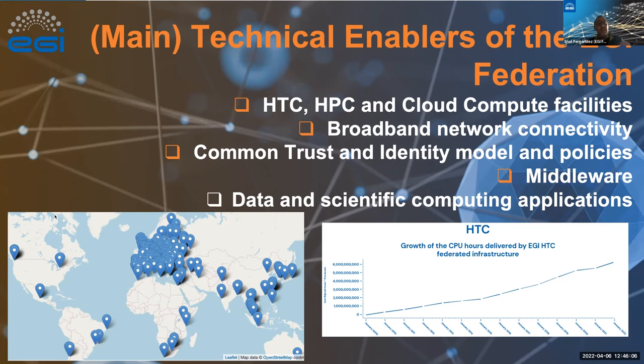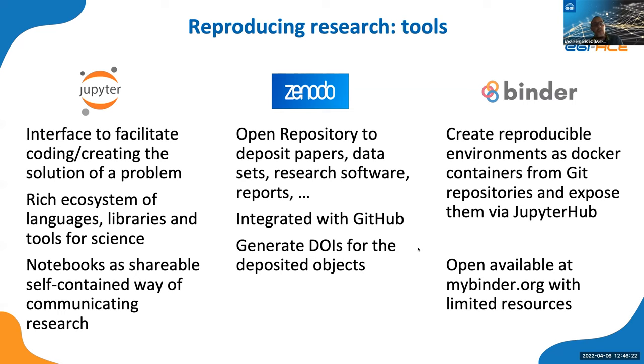So with this infrastructure, the EGI-ACE project, and the EOSC context, what we want to do is deliver tools that make it easier to reproduce science. For that, we focus on a set of basic tools, which are the ones here in the slide. The first one is Jupyter. I'm quite sure you're familiar with that, and people have already mentioned it in the previous talks. This is basically an interface to interactively code and create solutions to problems. You have a rich ecosystem of languages and libraries, so you can run Python, R, Julia, and many others. Then you have these documents with code, text, and images, which are the notebooks, which are very easy to share and self-contained, so you can communicate research easily. So that would be our main thing that we want to reproduce, the Jupyter notebooks.